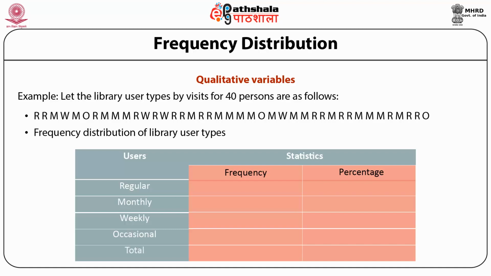So the total frequency you find is 40, and out of that, regular visitors are 16 and monthly visitors are 18. So percentage-wise, if you calculate, out of the total of 40, 16 are regular visitors. So they are making up 40% of the total number of visits. This is how you calculate the percentage in that column.